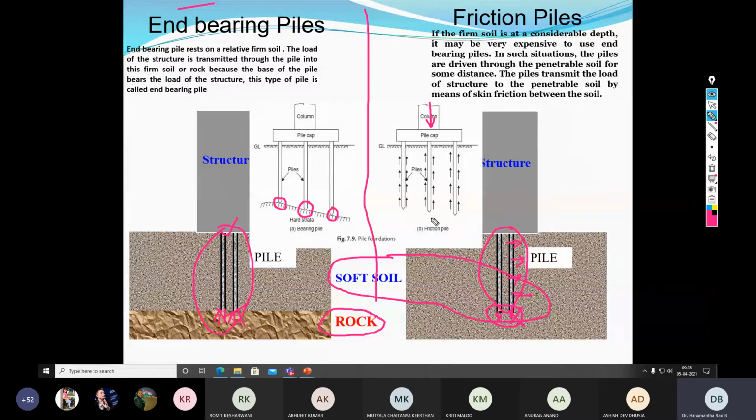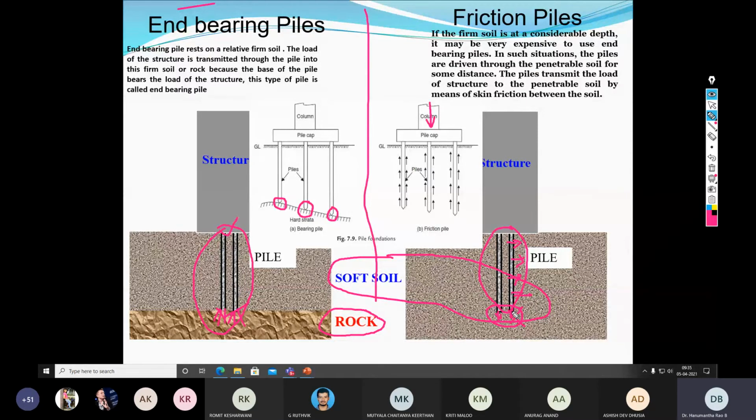Sir, in friction piles, the soil is loose soil or which type of soil? It may not be a loose soil. It can be of any kind of soil, doesn't matter. But the fundamental thing is that the tip of the pile is not resting on the hard stratum.